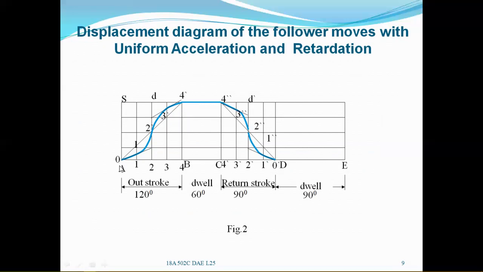So here you can see this is the outstroke. AB will be the outstroke 120 degrees, and BC will be the dwell period, and CD will be the return stroke for 90 degrees, and the remaining part is 90 degrees, right? So this is also a dwell period. Okay, and now divide this AB outstroke and CD return stroke into 4 number of parts.